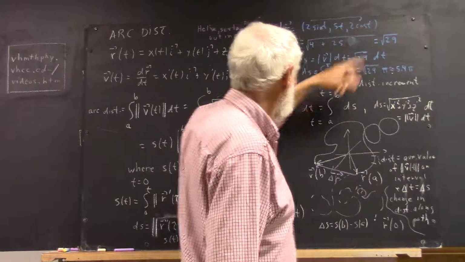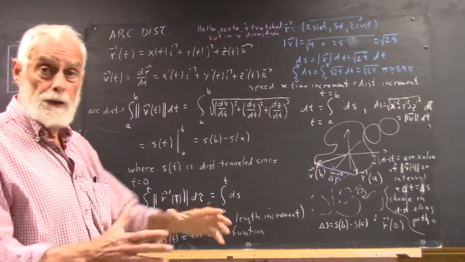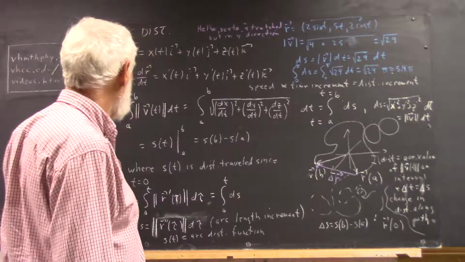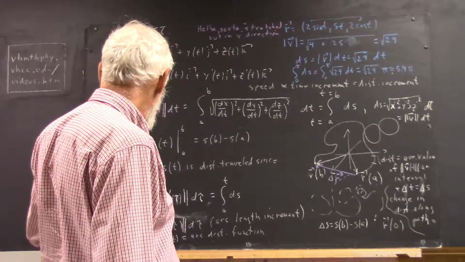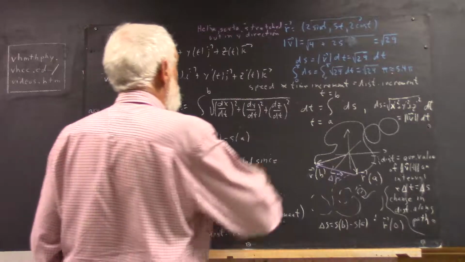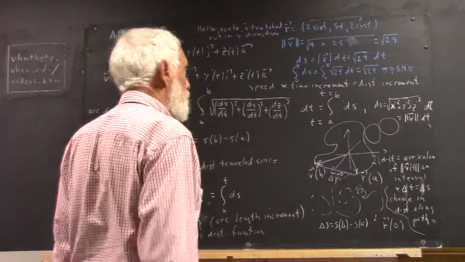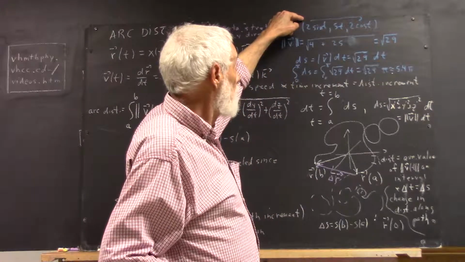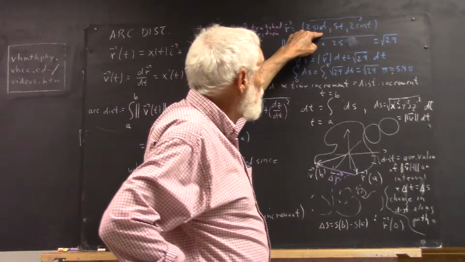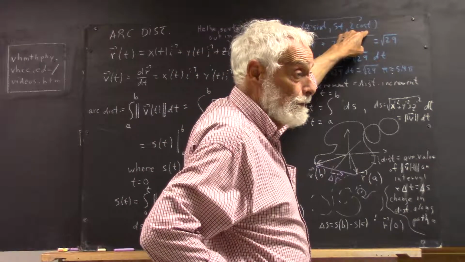But I want to use equivalent representations because you're going to see equivalent representations. So the magnitude of your velocity, which is your speed, is what? Well, it's the magnitude of r prime. And r prime is going to have components 2 cosine t, 5, and negative 2 sine t.